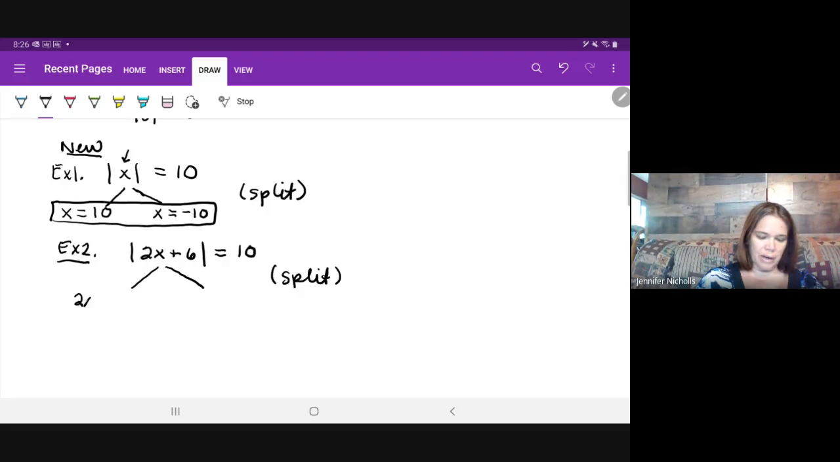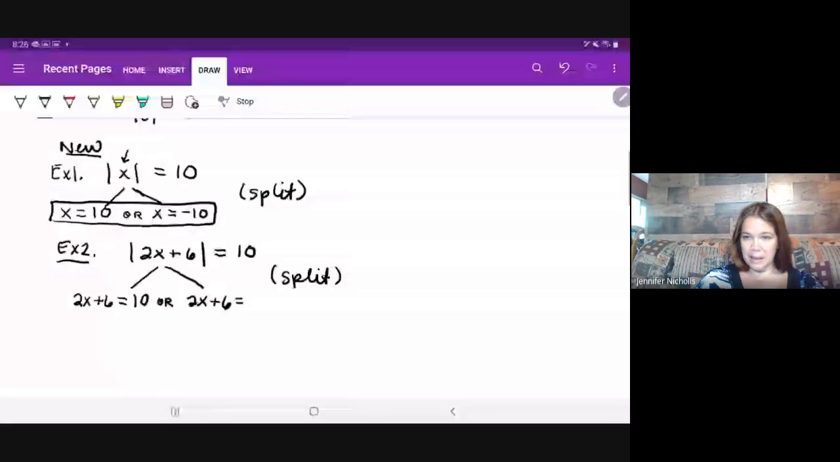So what you're going to do is write 2x plus 6 twice. One of them you're going to put 10. You're going to put the word or. And then what's the other thing that could be inside that would give you a 10 on the outside? Oh, somebody put it higher. Maybe that was for the last question though. Okay, so -10.